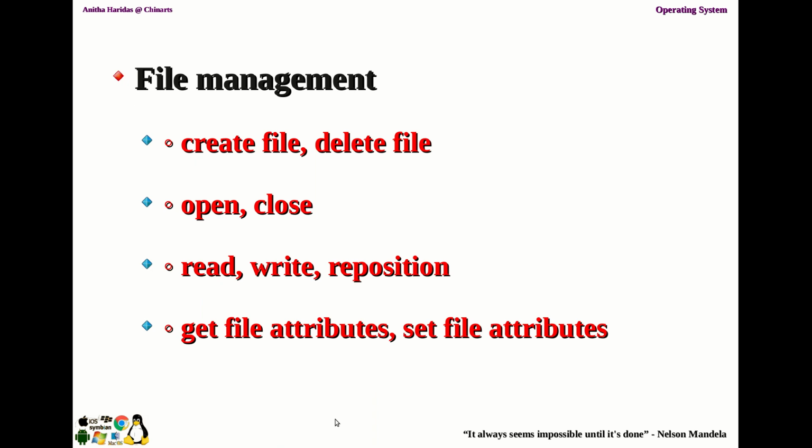In the same way, for file management, you have system calls for creating a file, opening a file, closing a file, deleting a file, reading, writing and repositioning. Suppose you want to rewind that file, or you want to place the file pointer in different locations. And there is getting or setting the file attributes. File attributes means the file ID, file pointer, file name, who owns that file, and what the file permission is. That is what you call file attributes.